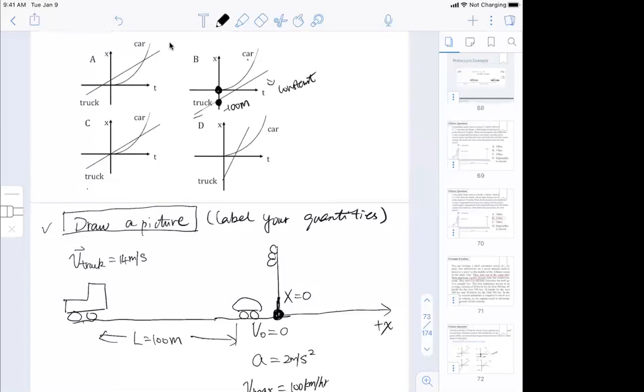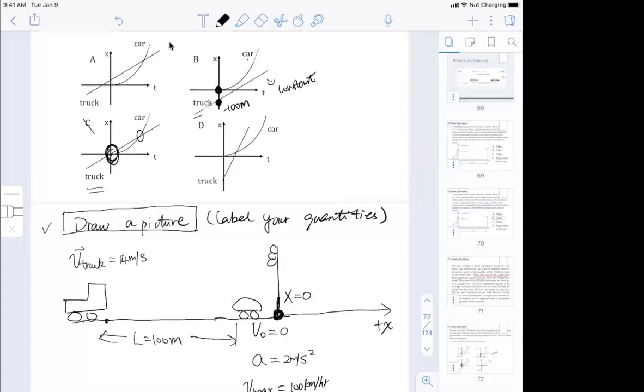Some of you chose C, right? The difference between B and C: there are 2 differences. One of them is the location at time equals 0. I can say that C is not correct, because the truck and the car at t equals 0 are not at the same location. The truck is here, the car is here, so they should not cross. So not C.